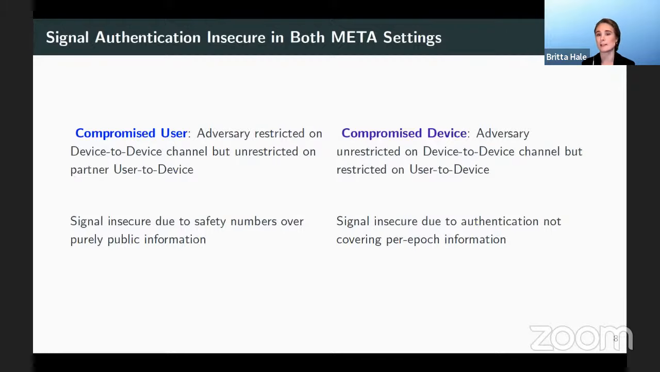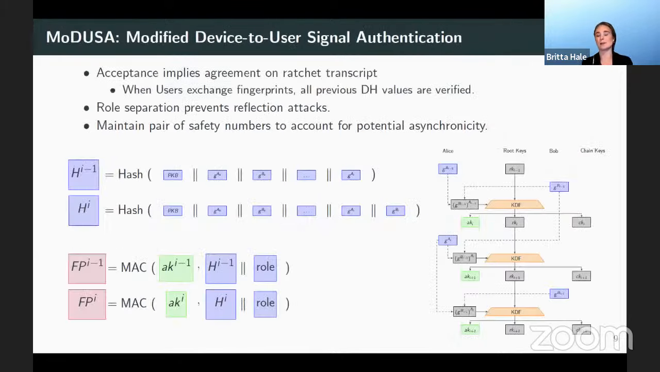So that compromised device is really that classic case of a man in the middle possibly attacking and us wanting to detect it, that they have complete control. And for the reasons already noted, Signal is insecure in both of these settings for our model. So how can we fix this? What can we do about it?